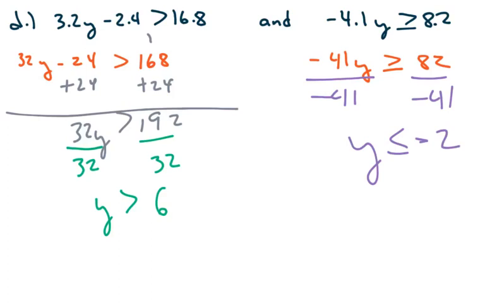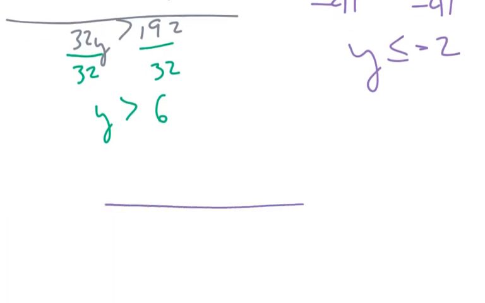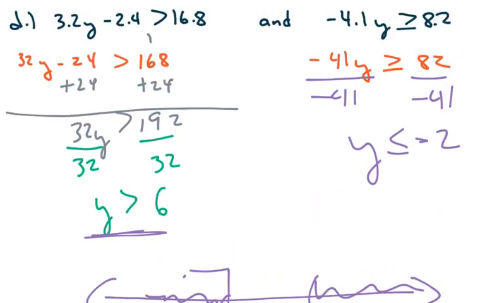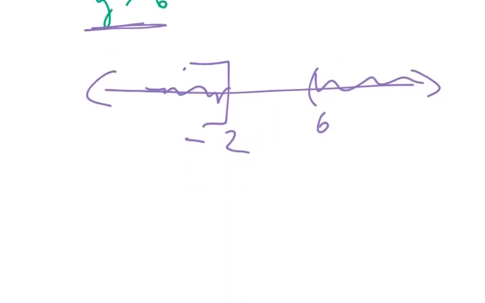Now, hopefully you can tell me why I flipped the inequality. Hopefully you said because you're dividing through by a negative. Again, here we're going to graph. First I'm going to graph y is greater than 6. And then I'm going to graph y is less than or equal to -2. Again, if this is and, this means they have nothing in common. So we have the empty set.